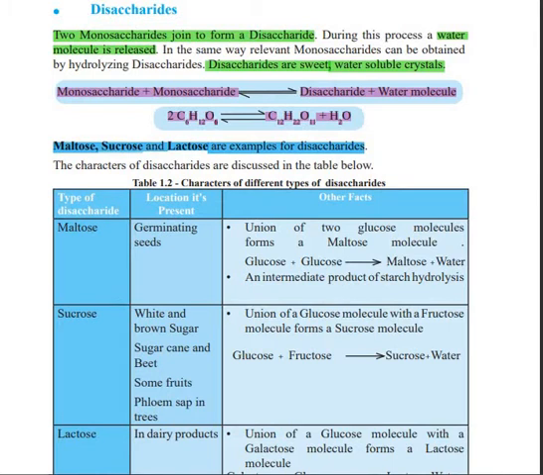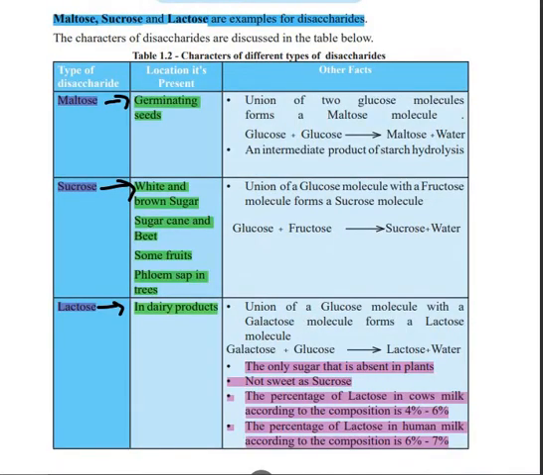Already we have seen above. Now we will see the characters of disaccharides in the below table. Here, maltose is present in germinating seeds. Two glucose molecules form a maltose molecule. Glucose plus glucose gives maltose plus water. We see in disaccharides there will be a water molecule.